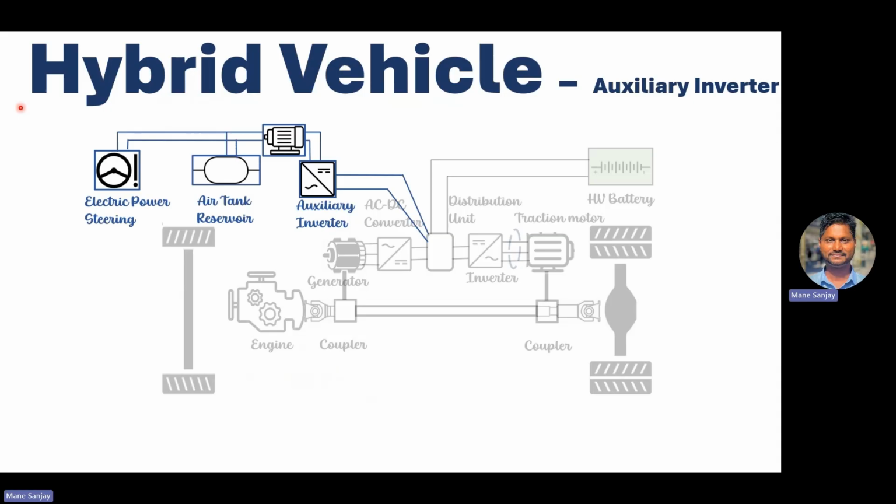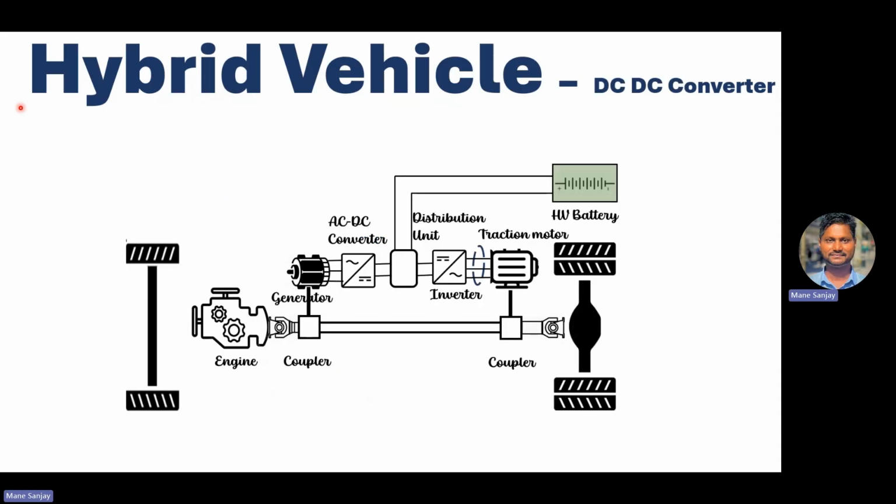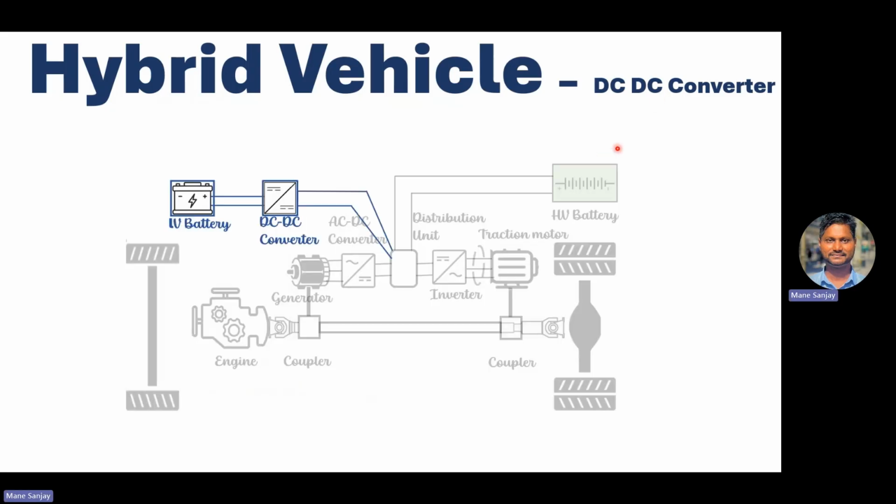Next, a very important component of the hybrid vehicle is a DC-DC converter. As the name indicates, it takes the high voltage DC power. When I say high voltage, the definition is not in terms of figures or values. If I say 48 volt, it may be high voltage. If I say 350 volt or 700 volt, it may be high voltage. High voltage means the voltage required to propel the vehicle. That voltage is basically high voltage.